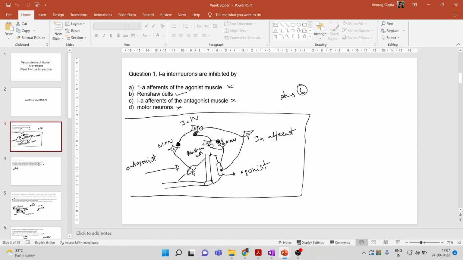So this stretch can be caused due to contraction of the antagonist. Because it is now receiving inhibitory inputs from the 1A interneurons, it will reduce its contraction, and hence this stretch gets reduced. So this is a form of negative feedback through the antagonist muscle. So here we can see that the 1A interneuron receives excitatory inputs.